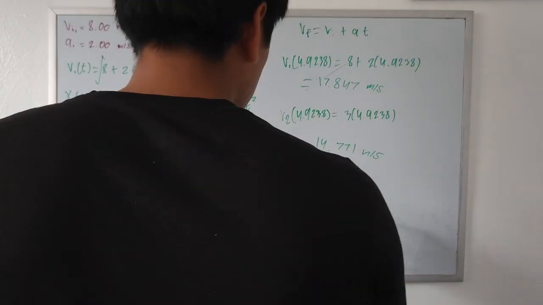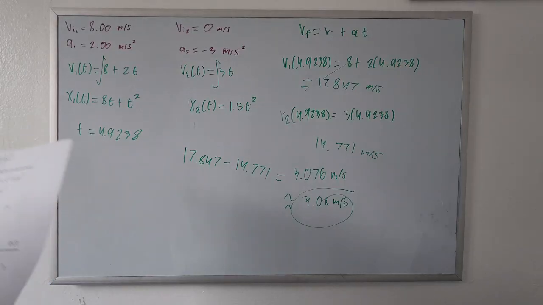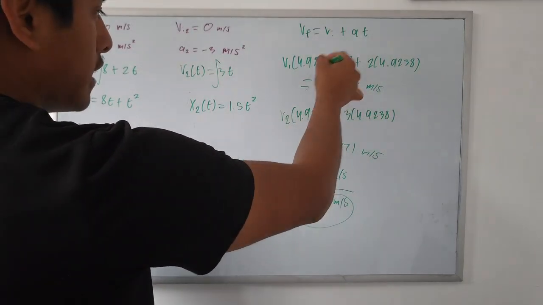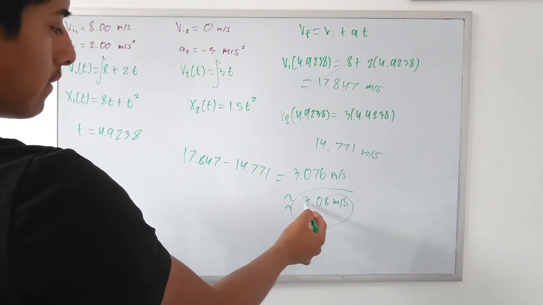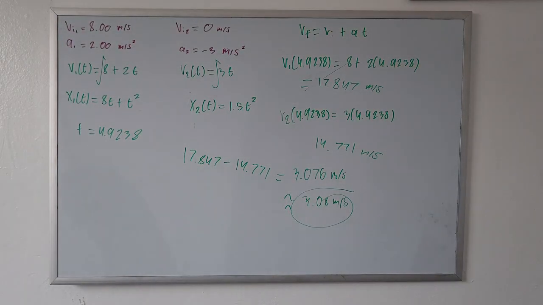And your final answer would be that object 1 is moving faster by 3.08 meters per second when the distance between them is 100 meters.